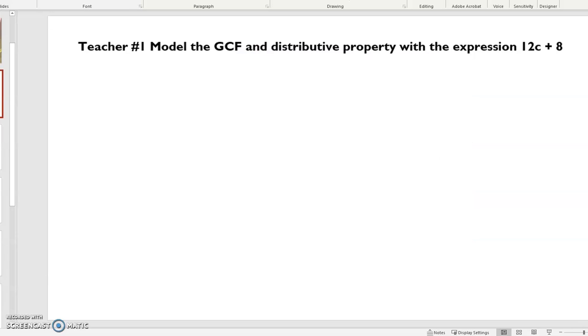In my first example, I'm going to cover two things. I'm going to model for you the GCF, which stands for greatest common factor, and I'm going to use that in combination with the distributive property. Starting with GCF, I want to list out all of the factors of the two numbers in this problem.